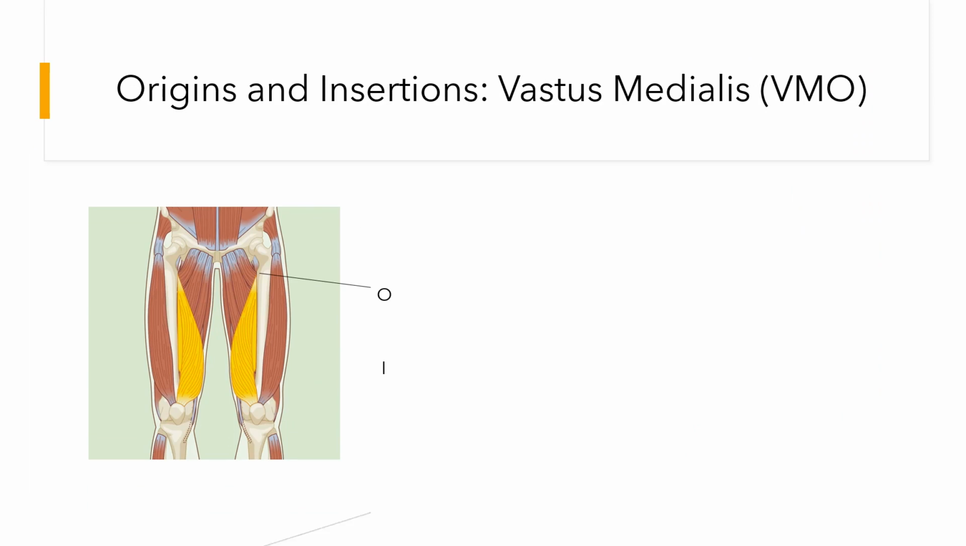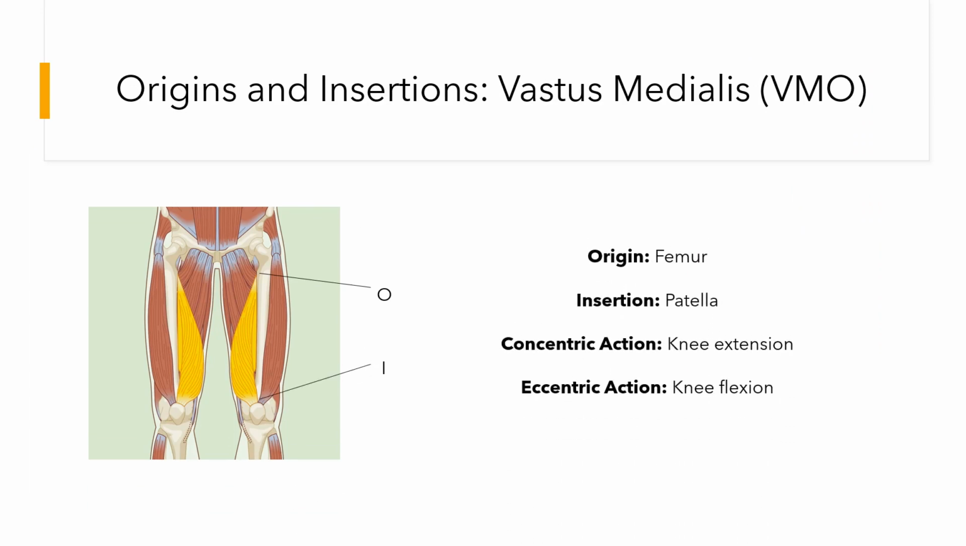Okay, so looking at the specific muscles. Got the vastus medialis, VMO, sometimes known as the teardrop. Originates at the femur, as you can see here at the top, and it inserts into the patella. The concentric action, so the main contraction, is knee extension. I think leg extensions, squats on the way up, leg press on the way out. The eccentric action, the lengthening, is knee flexion.